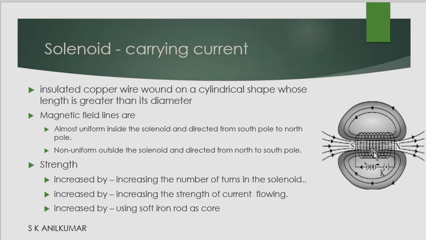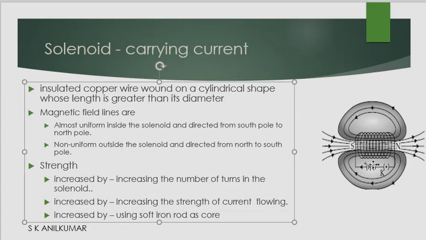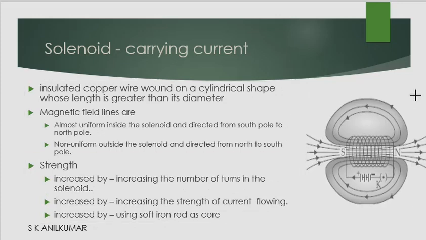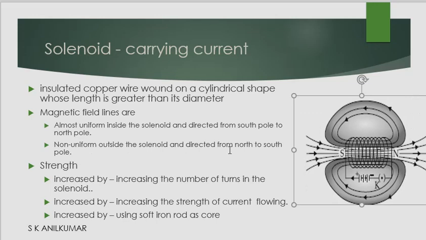The magnetic field lines are almost uniform inside the solenoid and directed from south pole to north pole. Outside the solenoid they are non-uniform and directed from north to south pole. Here it is like this, and here it is like this. Strength is increased by increasing the number of turns, by increasing the strength of the current, and by using a soft iron rod as a core on which the coil is wound.